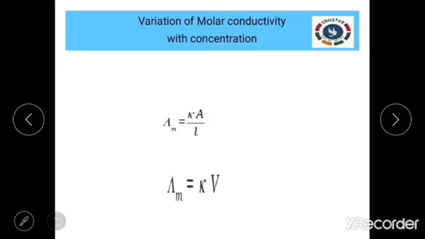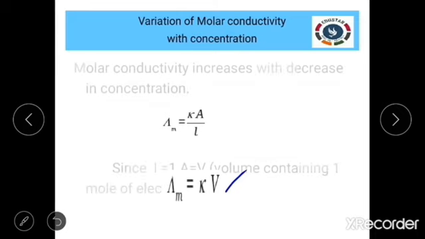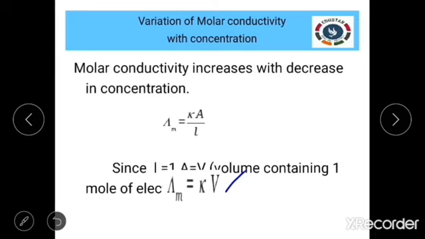Now I am going to increase the volume. How can I increase the volume? By adding more water to the electrolyte. Adding more water to the electrolyte means that is dilution, right? Here I am reading this: molar conductivity increases with the decrease in concentration. This decrease in concentration is just to talk about the dilution factors. So if we add more water, then the volume will be considerably huge.